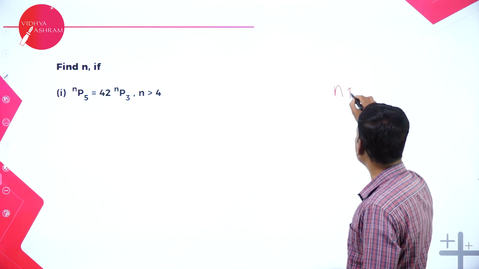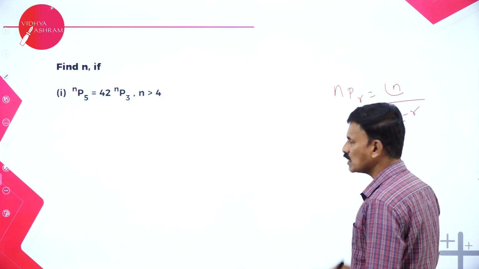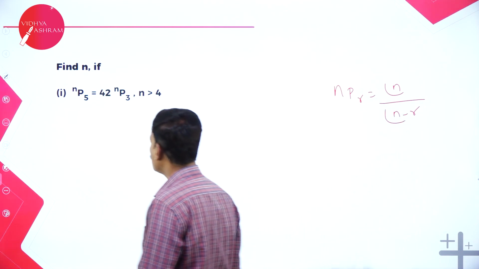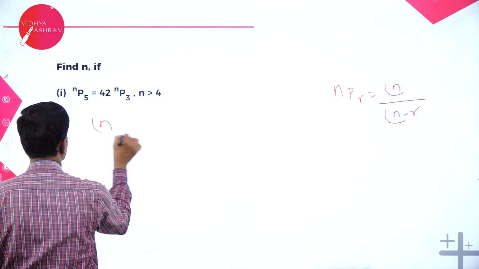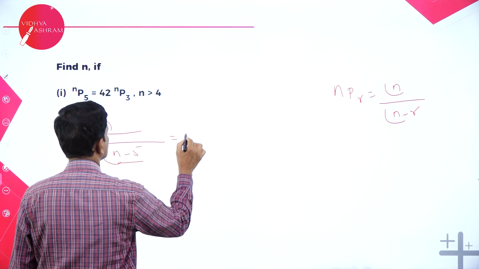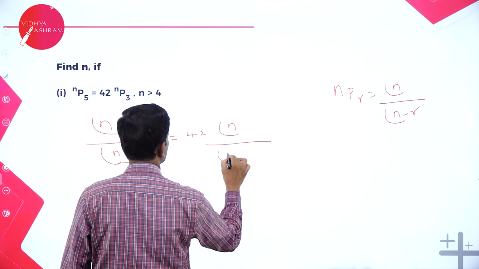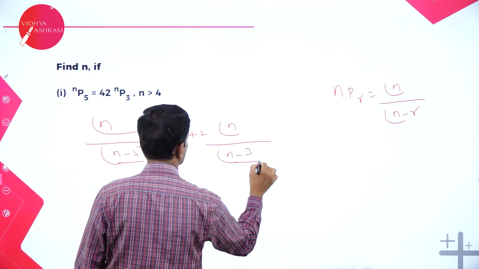First, what is the formula for nPr? nPr is equal to n factorial divided by (n minus r) factorial. So this can be written as n factorial divided by (n minus 5) factorial is equal to 42 times n factorial divided by (n minus 3) factorial.